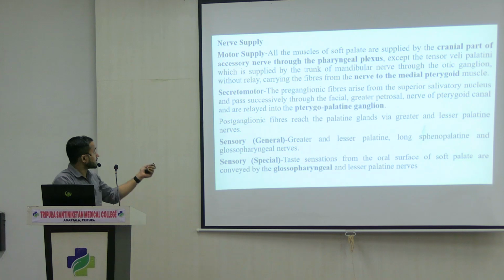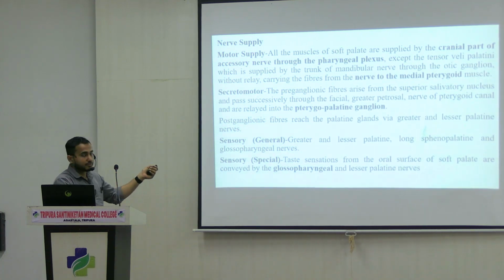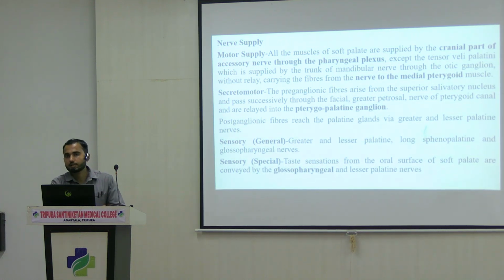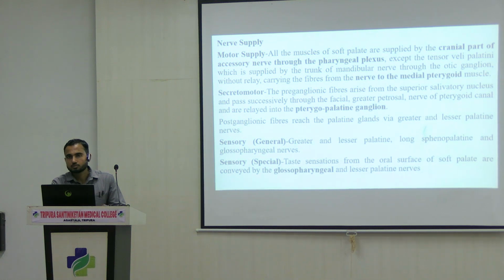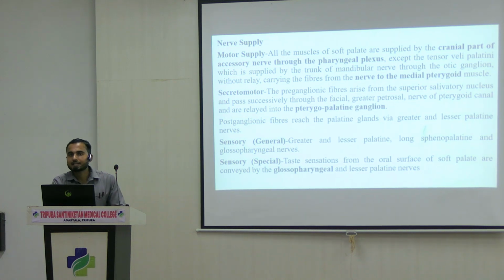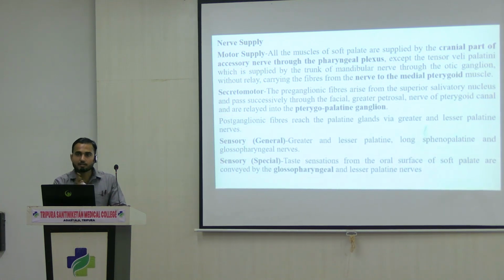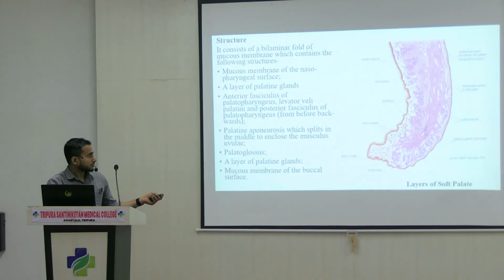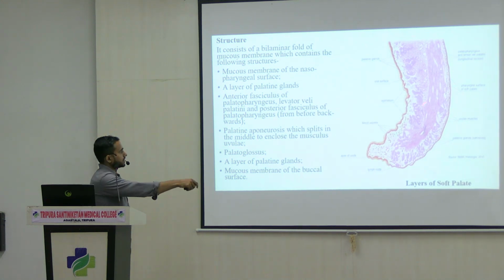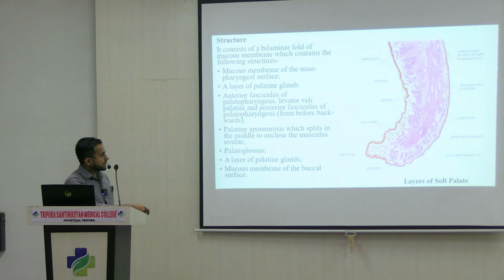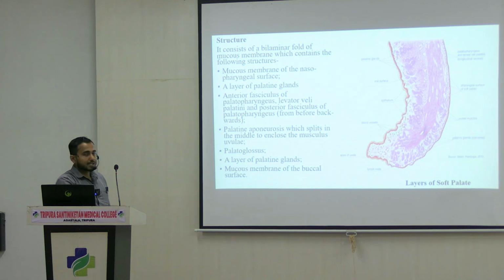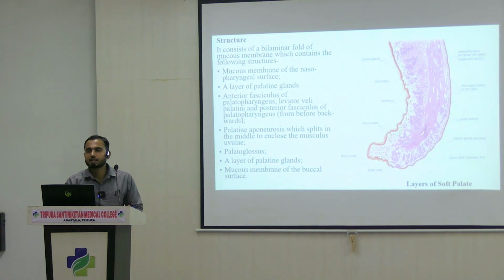Next, as you can see, motor supply, then secretomotor fibers. What will the secretomotor fibers supply? Any idea? In the layers of the soft palate, I have shown you that palatine glands are there. Can you see the diagram? This diagram is showing the layers of the soft palate. Can you see the palatine glands? From where will these palatine glands get the nerve supply?